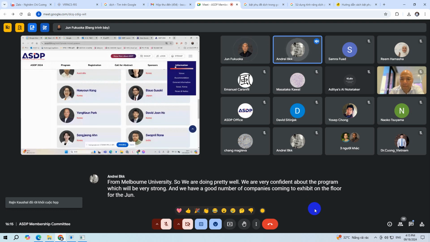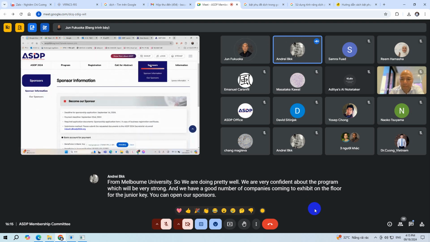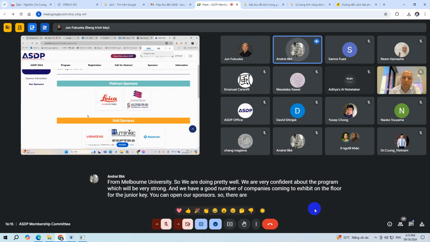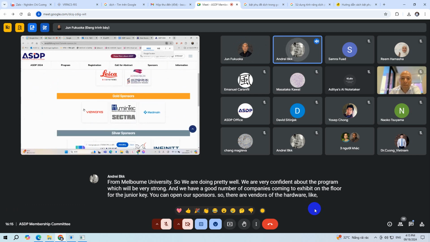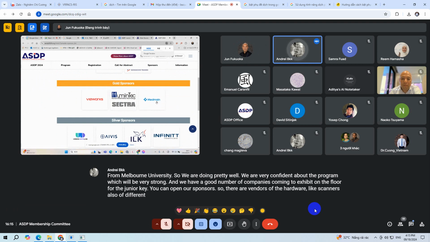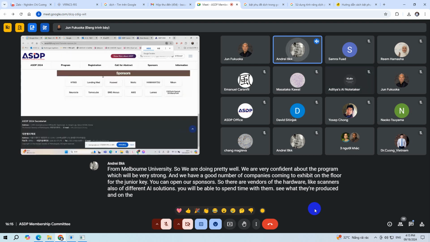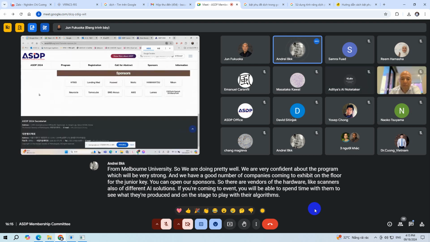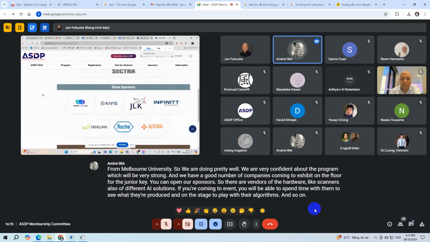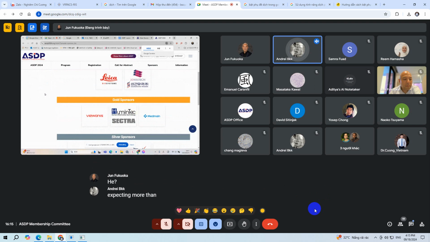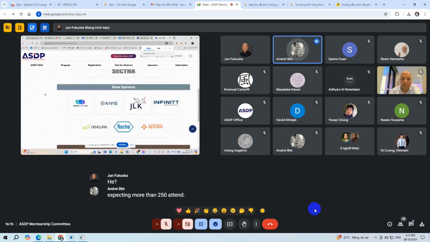For that, June, you can open our sponsors. So there are vendors of the hardware like scanners, also of different AI solutions. If you're coming to the event, you will be able to spend time with them to see what they produce and on the stage to play with their algorithms and so on. We are already expecting more than 250 attendees confirmed.